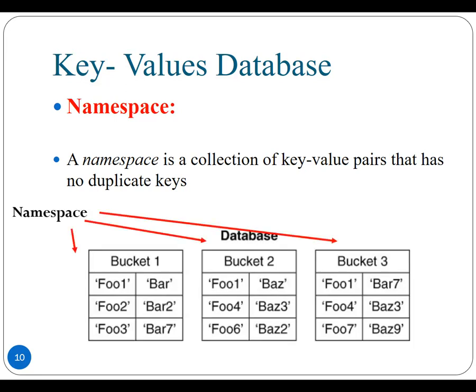Okay, in this example, you see that we have a database with three namespaces: bucket 1, bucket 2, bucket 3. These are the three namespaces that we have. And as you see, in each of these namespaces, we don't have duplicate keys.